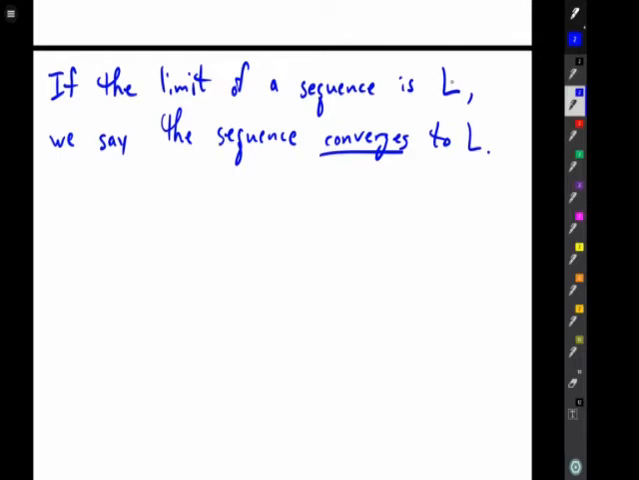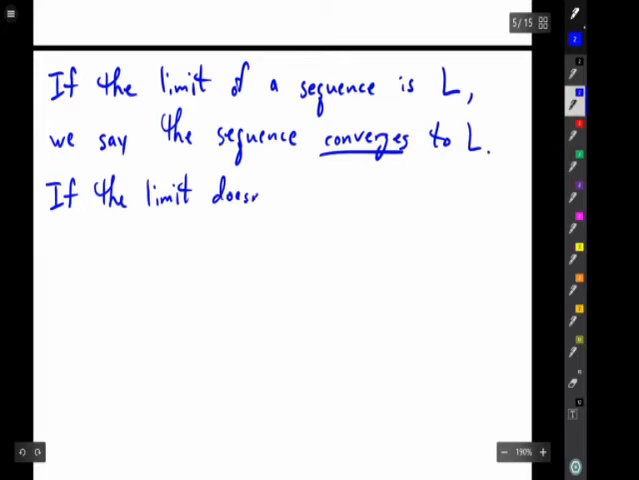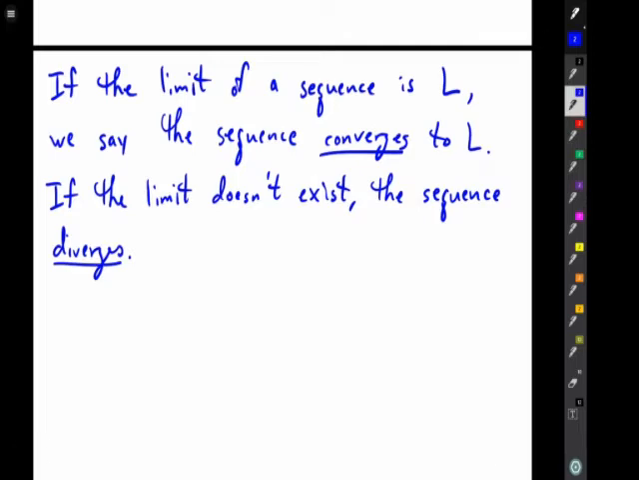So if the limit of a sequence exists, we say it converges. If the limit doesn't exist, the sequence diverges. So to compute the limit of a sequence, we essentially need an explicit formula. It can be done without an explicit formula, but it's a lot easier if you have one.